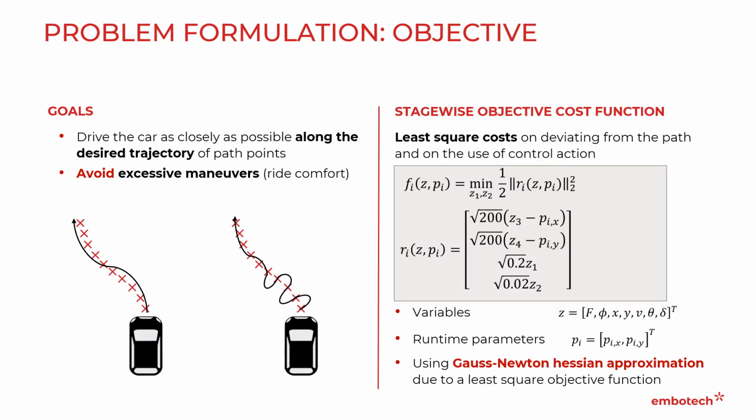In terms of the control objective, the goal is to drive the car as closely as possible along the desired trajectory of path points. In addition, we want to avoid excessive maneuvers in order to ensure ride comfort. This is achieved using the stage-wise least square cost function with 4 terms. The first 2 terms penalize the deviation along the x and y axis from the prescribed path, whereas the last 2 terms minimize the use of control action. Furthermore, we will employ a Gauss-Newton-Hessian approximation since it is highly efficient with least square objective functions.